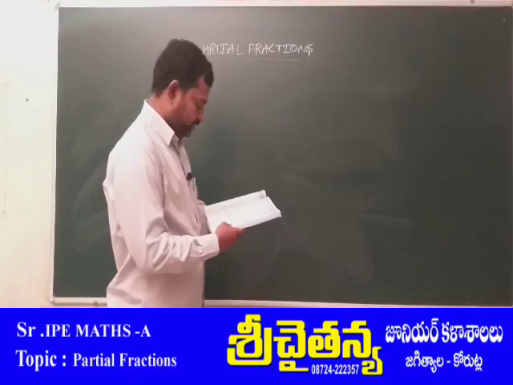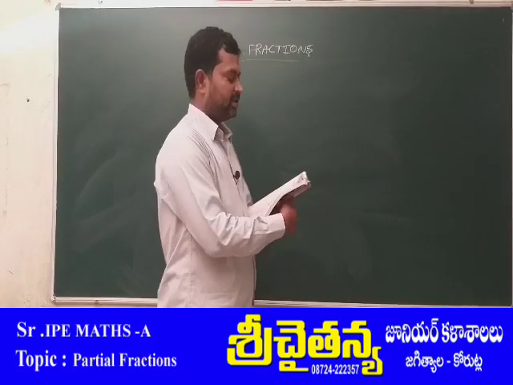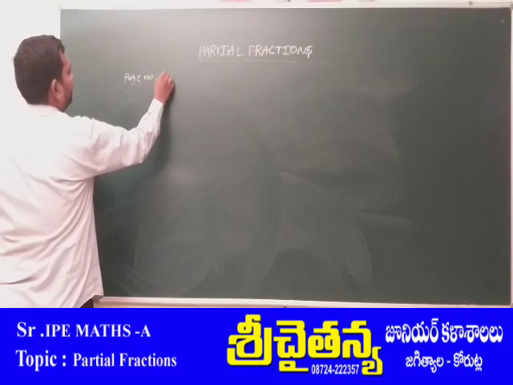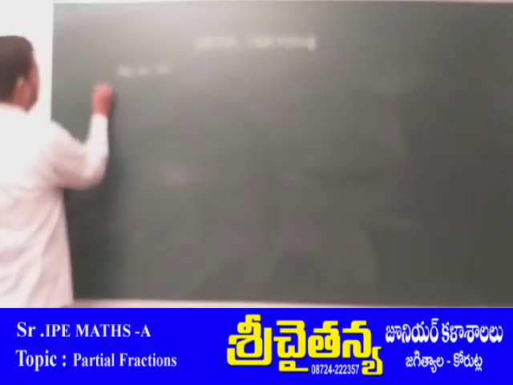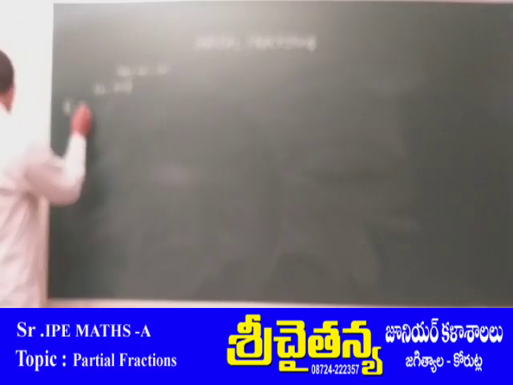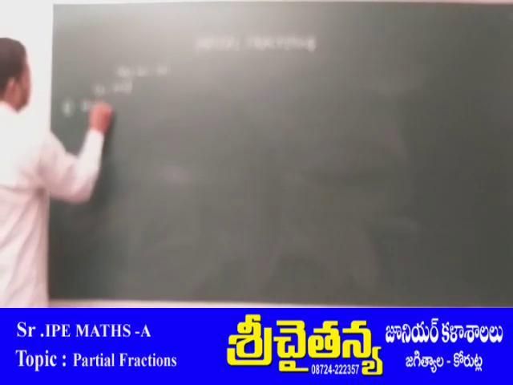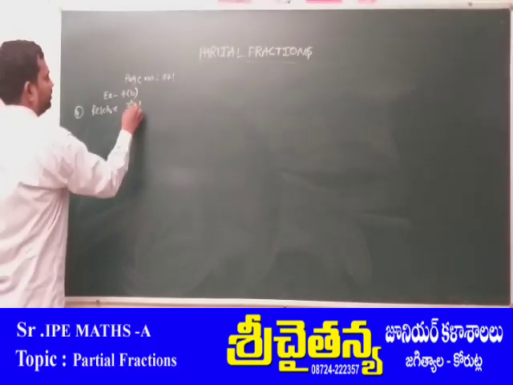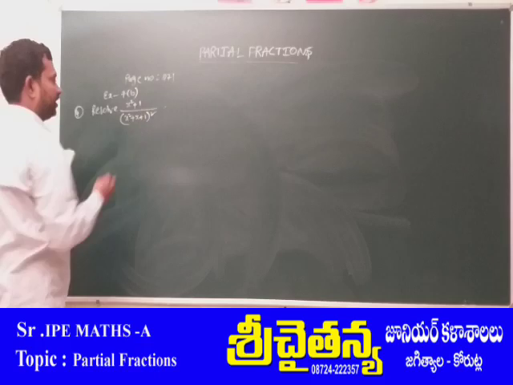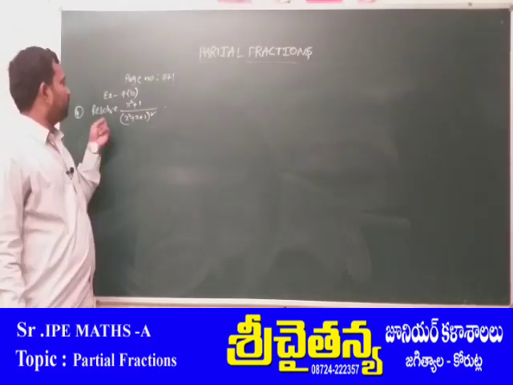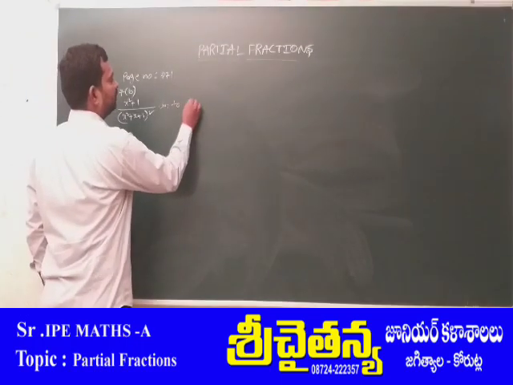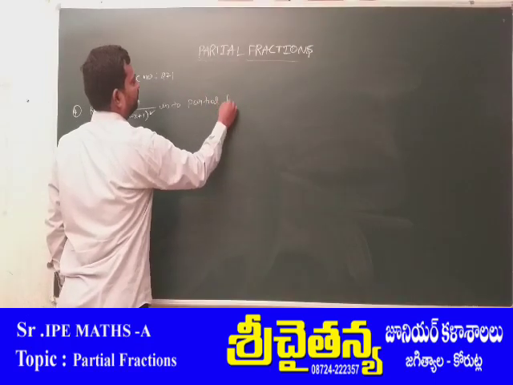Now open your textbook to page number 271, exercise 7b, the fourth question. So resolve x square plus 1 by x square plus x plus 1 whole square into partial fractions. This is the question.